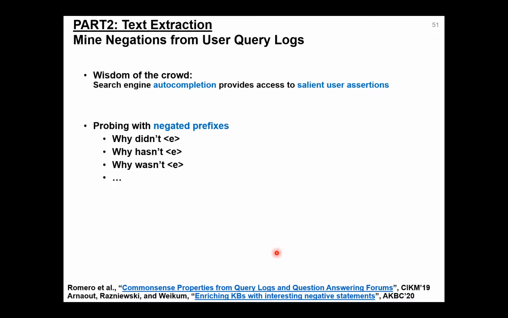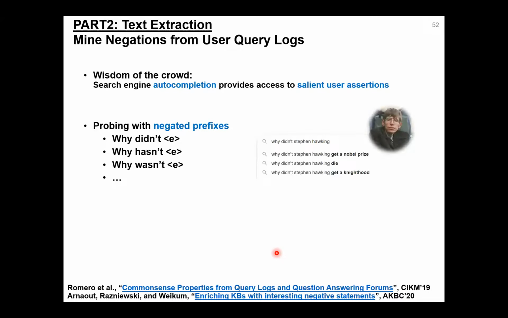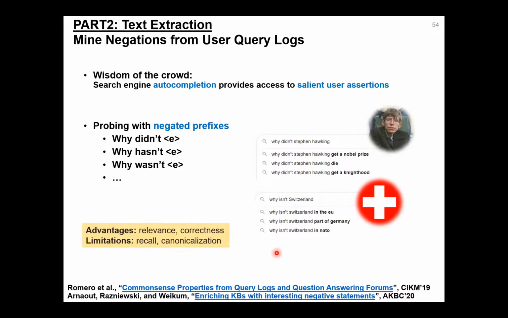For example, for Stephen Hawking, "why didn't Stephen Hawking"? And then the auto-completion model would say, get a Nobel Prize or get a knighthood, which means that he didn't get a Nobel Prize, and the person who asked is only asking for a reason. With the country, "why isn't Switzerland"? So, why isn't Switzerland in the EU? Why isn't Switzerland in the NATO? So here we can assume that it's not a member of the EU. Now, the advantage of such a method is obviously the relevance and correctness.